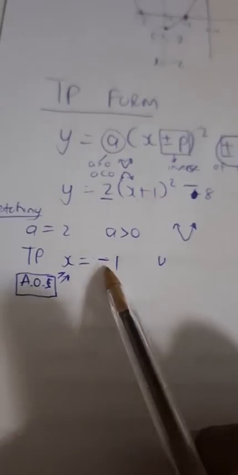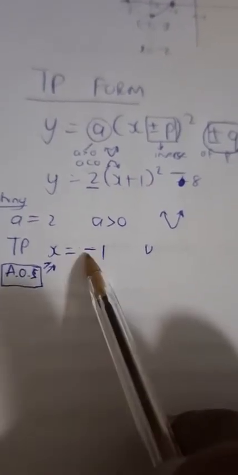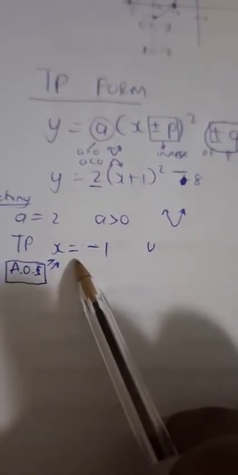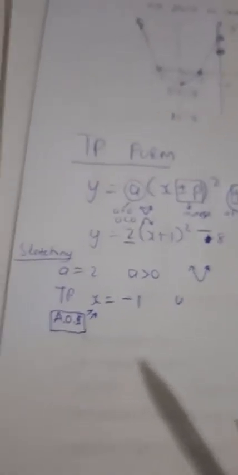Really appreciate it. So x is equal to negative 1. That's the x coordinate of the turning point, but it also speaks to the axis of symmetry. So here, there's no formula that is needed. For the turning point form, we can simply read the x coordinate of the turning point.